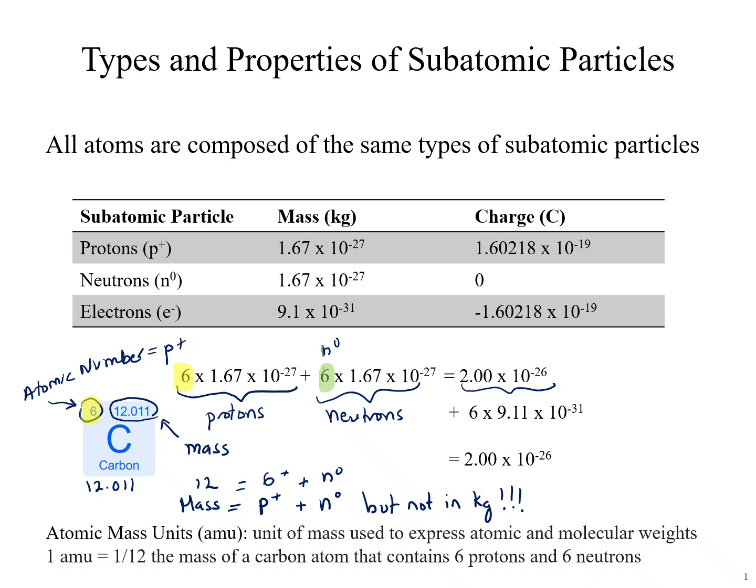But the exponential part for the electron is minus 31st. So the mass of the protons and the neutrons is actually a lot bigger than the mass that we have for the electron. The difference is so significant that, look, when I calculate the mass for the atom of carbon just considering the protons and the neutrons, I get 2 times 10 to the minus 26.